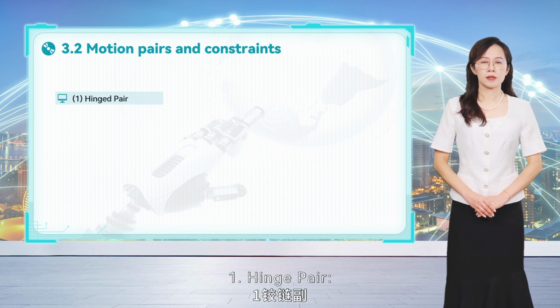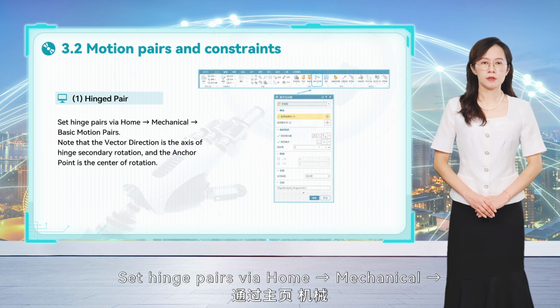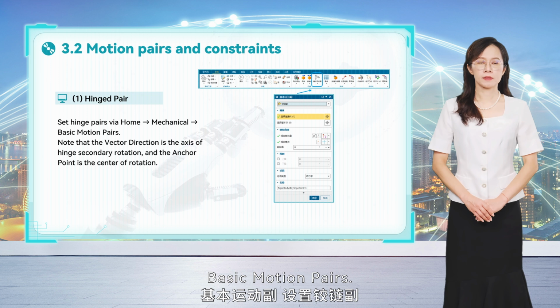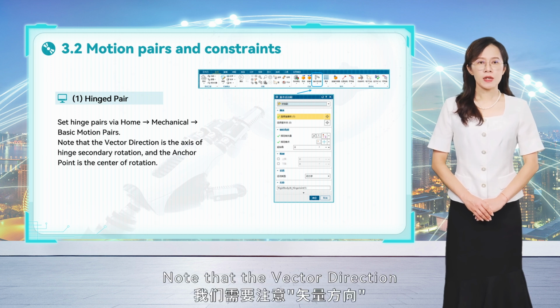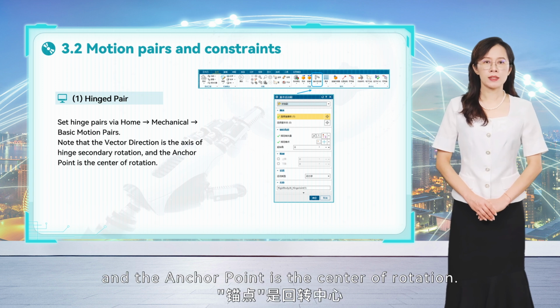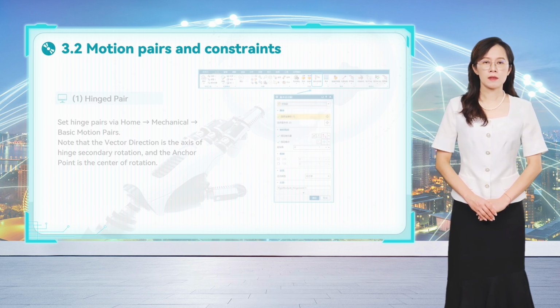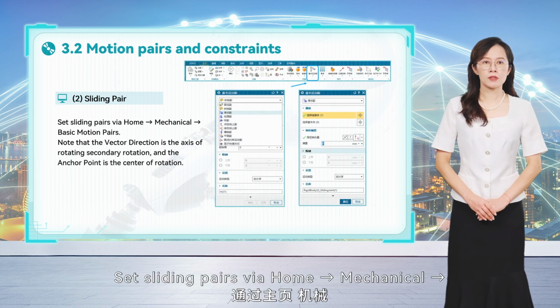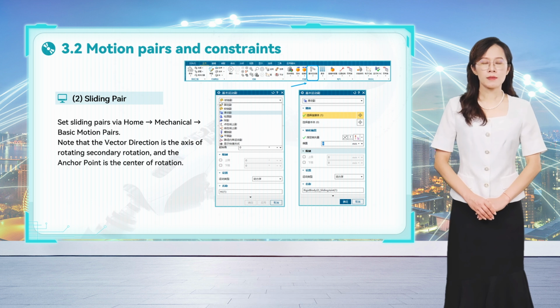1. Hinge pair. Set hinge pairs via Home, Mechanical, Basic motion pairs. Note that the vector direction is the axis of hinge secondary rotation, and the anchor point is the center of rotation. 2. Sliding pair. Set sliding pairs via Home, Mechanical, Basic motion pairs.